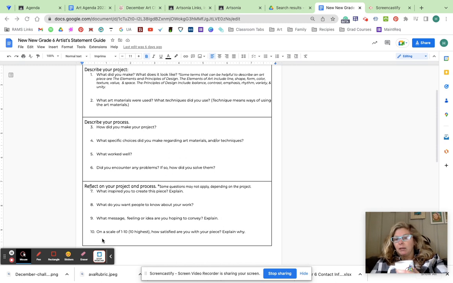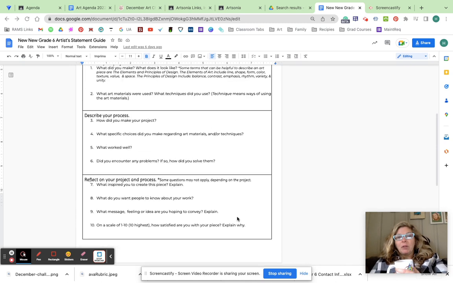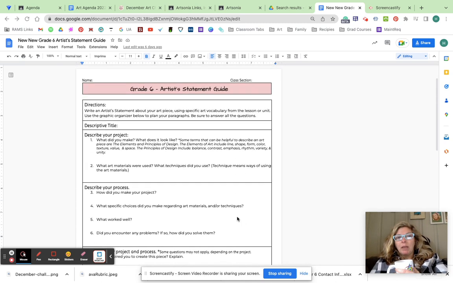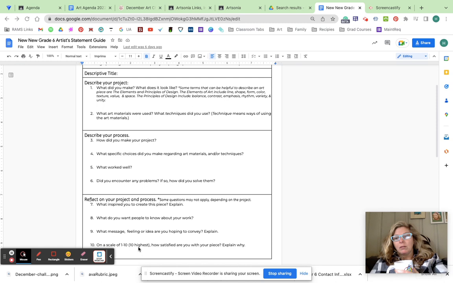And then finally, a good concluding sentence might be, on a scale of 1 to 10, 10 being the highest, how satisfied are you with your piece? And then you can explain why. Before you turn in your work, make sure you proofread it. Use the correct type of punctuation and complete sentences to really flesh it out into a paragraph.